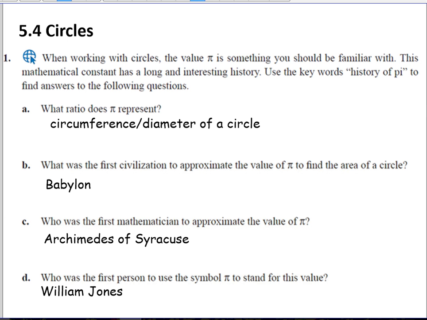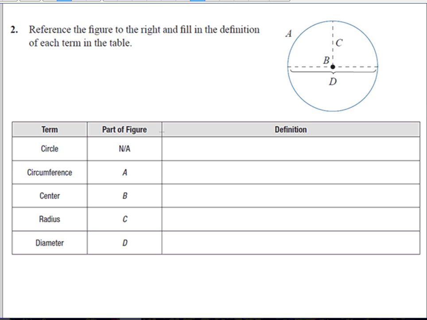Now let's move on to looking at the vocabulary that we're going to be dealing with. They draw a diagram for this. So our circle is the entire thing, so the part, they just said NA. And that means not applicable. And so, definition of a circle is a set of all points, equal distance, so I'll just put the equal sign for equal, from a fixed point.